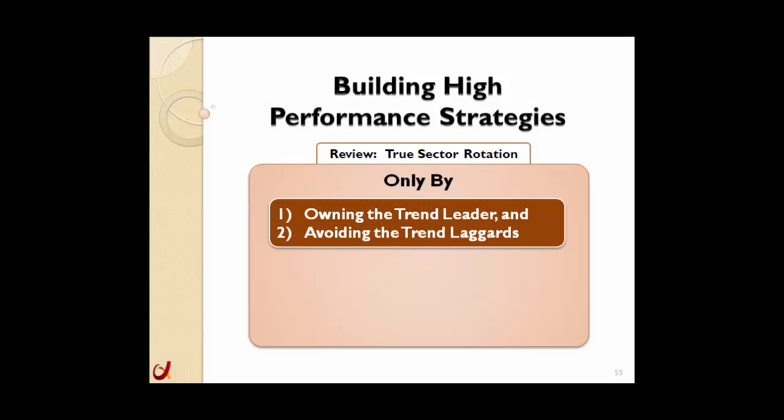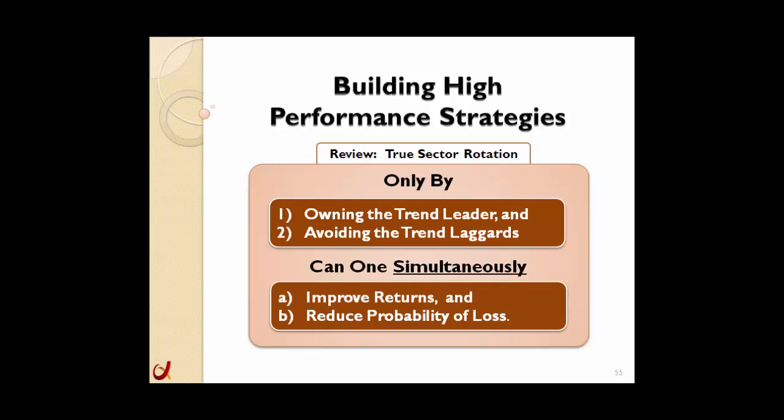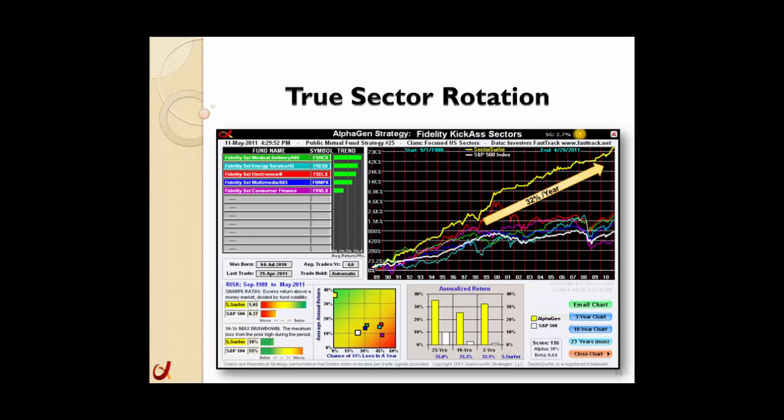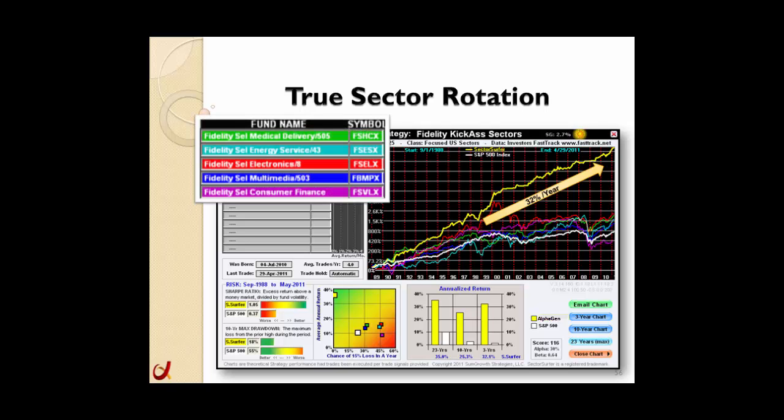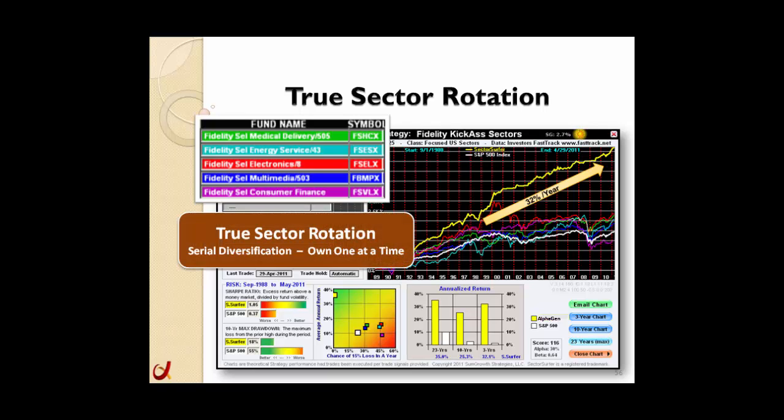Let's take a moment and review true sector rotation. Only by owning the trend leader and avoiding the trend laggards can one simultaneously improve returns and reduce the probability of loss. That's exactly why this strategy with only 5 Fidelity sector funds performs so well. The sector pistons it contains are medical delivery, energy services, electronics, multimedia, and consumer finance. True sector rotation is the practice of serial diversification, owning only the one best sector fund at a time.